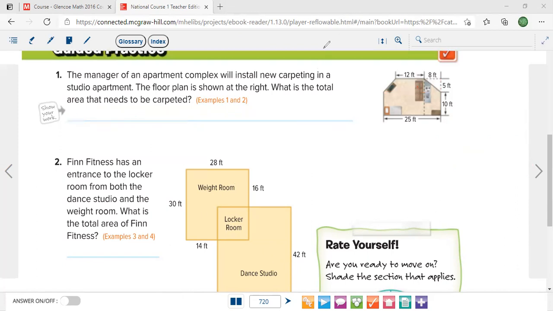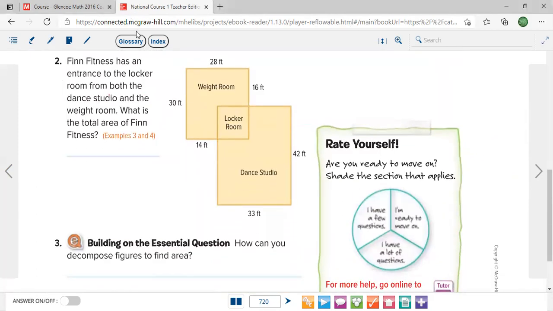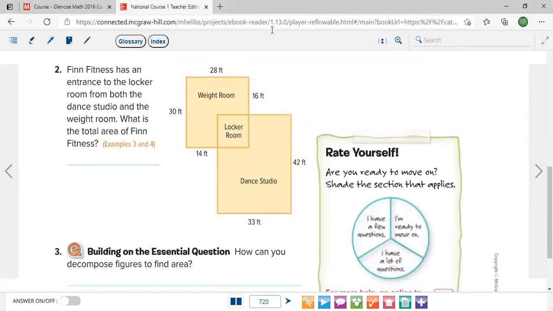Now for this problem, the overlapping part, let's find the area of the first figure, this one. Let's say area 1 equals, it's a rectangle, so 28 multiplied by 30. And 28 multiplied by 30 gives you 840, of course, feet squared.